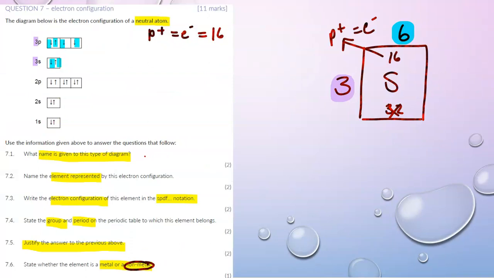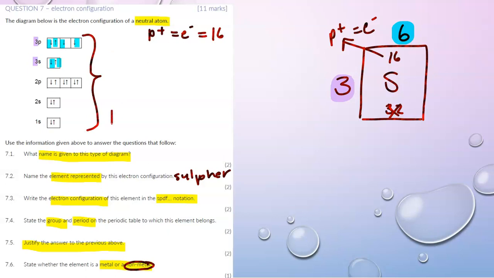It's the electron configuration diagram, just like we had on our poster. Name the element represented by this electron configuration, so that is sulfur. Write the electron configuration of this element in the SP notation. So what we're going to do now is write this shorthand.